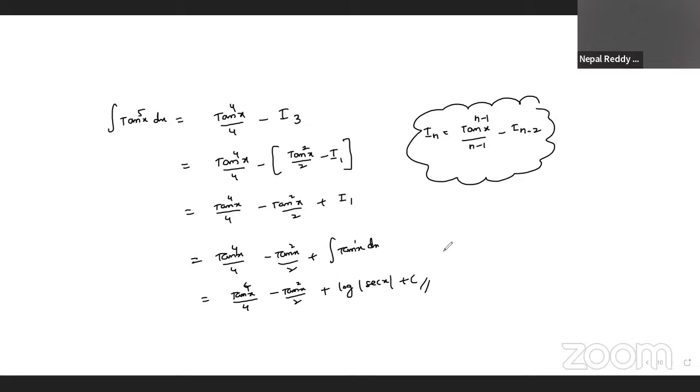So this is the process to find integrals of higher powers of tan x and other trigonometric functions. Let us discuss some other questions.